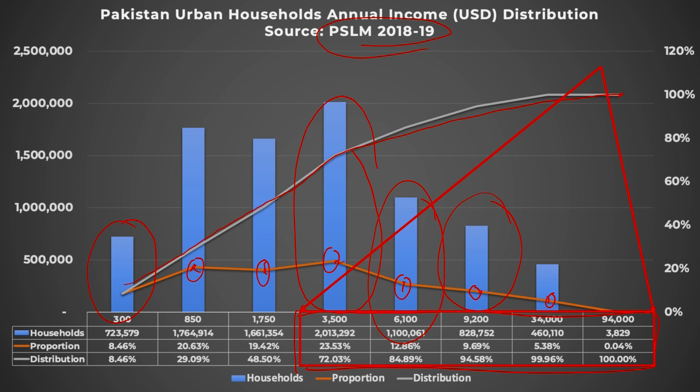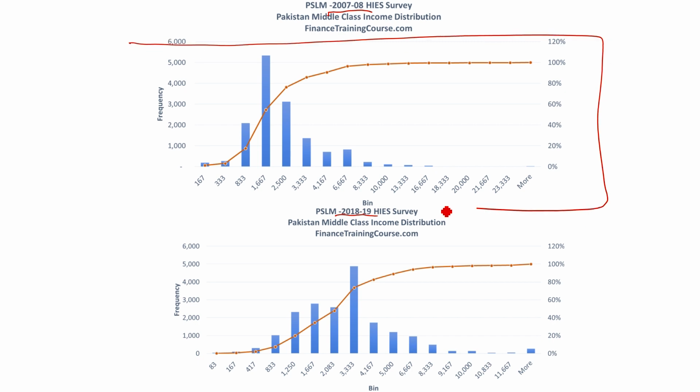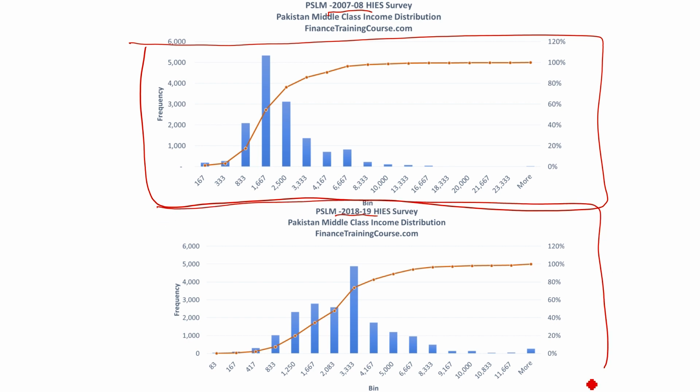I think for us, the biggest question was, is the middle class growing? Is it upwardly mobile? One way of answering that question is to take the same data set, the PSLM data set from 2007-08, and compare it with the data set in 2018-19. What we've done here is a distribution plot of the PSLM 2007-2008 data set, plotted against the 2018 data set.